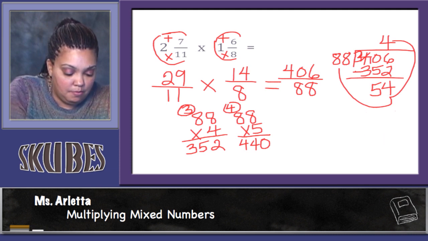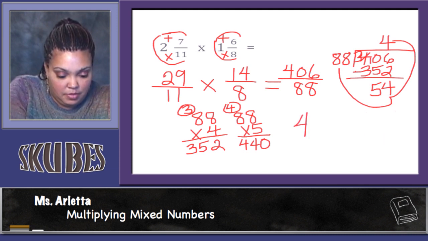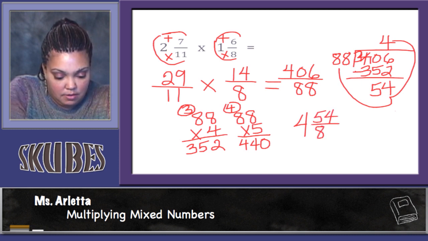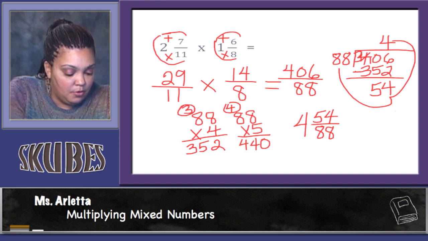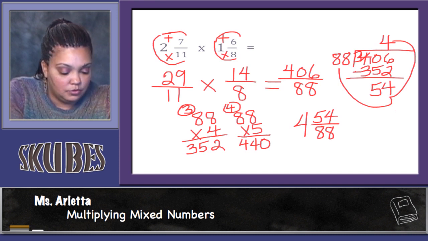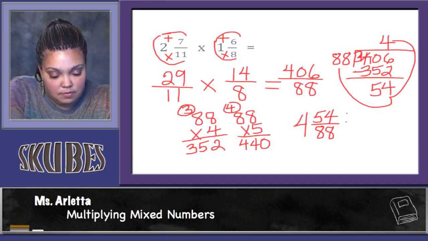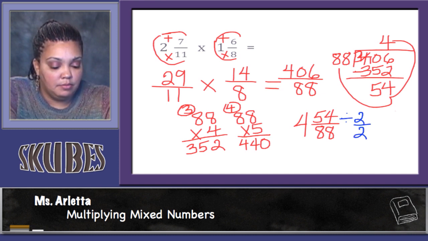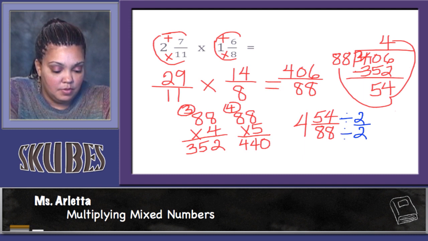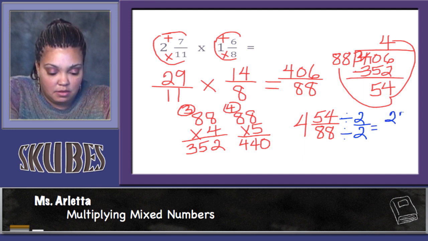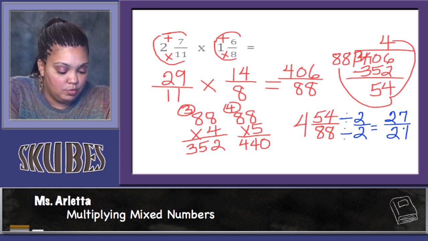So 4 and 54 over 88. We need to divide both of them by 2, the top and bottom number. 54 divided by 2 would be 27. 88 divided by 2 would be 24. No, I'm sorry, would be 44.